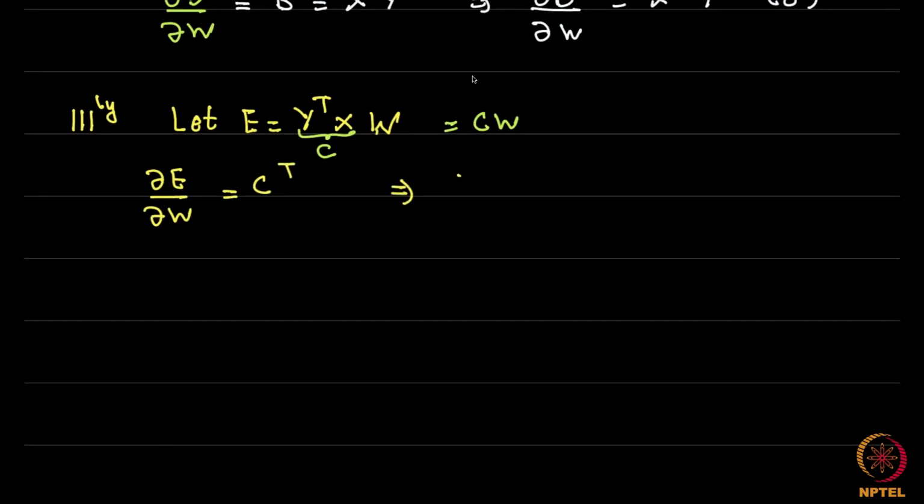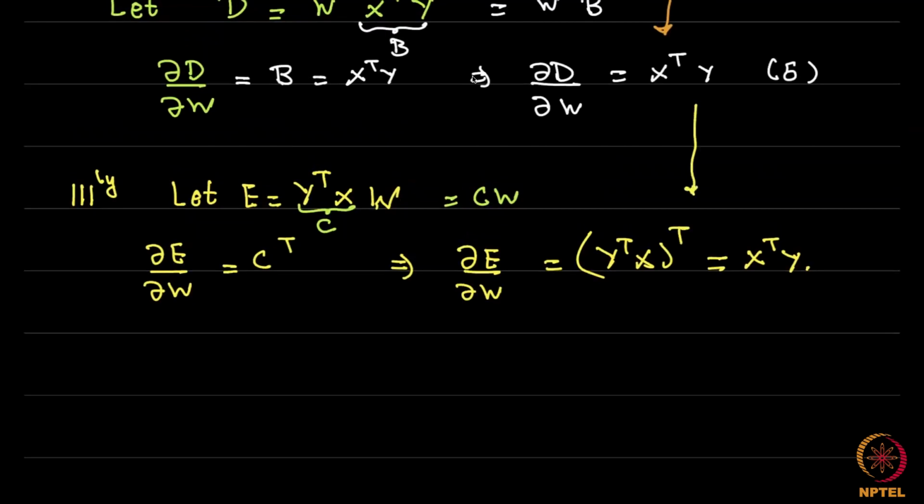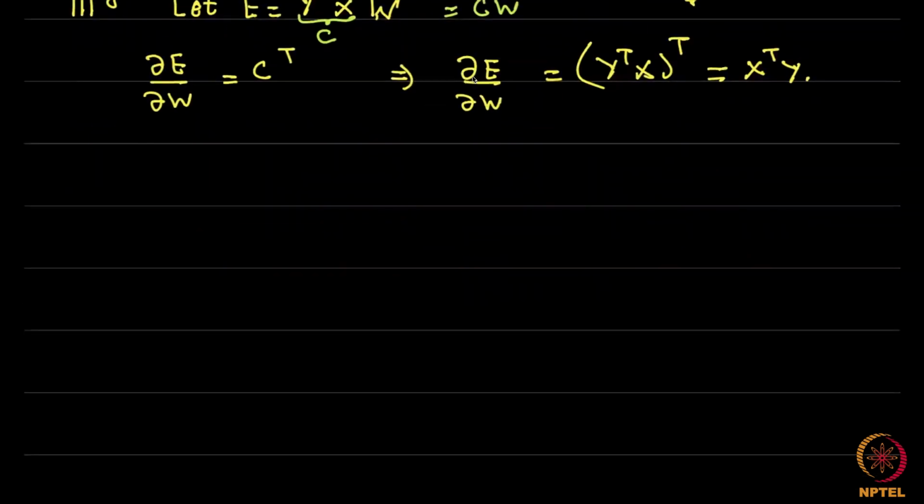So this means del E del W is Y transpose X transpose, which, as you know, AB transpose is B transpose A transpose. So this becomes X transpose Y again. Now notice both these terms are the same. Okay. So this you should know with solving quadratics. For example, if you have something like x square, you tend to get 2x when you take a differentiation. So something similar is going on here, but we'll go further.